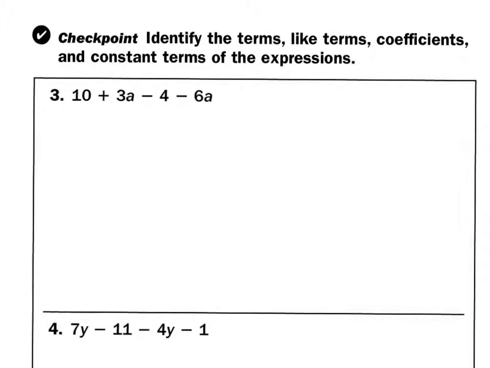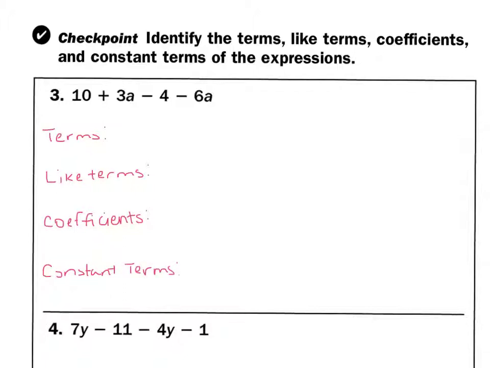So on checkpoint number 3, before I actually start listing out the different parts, I'm going to write out everything that I'm looking for. I'm looking for terms. I'm looking for like terms. I'm looking for coefficients. And I'm looking for constant terms. And on the questions that you'll have on your assignment where you have to list all these things out, this is what you're going to want to put.